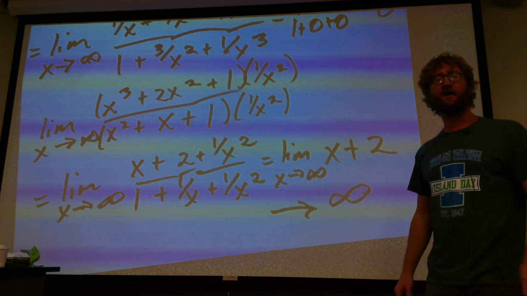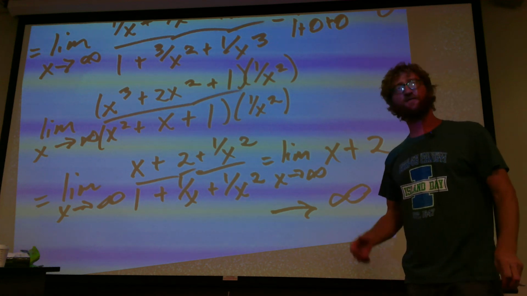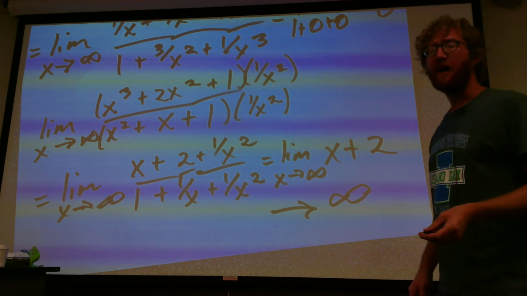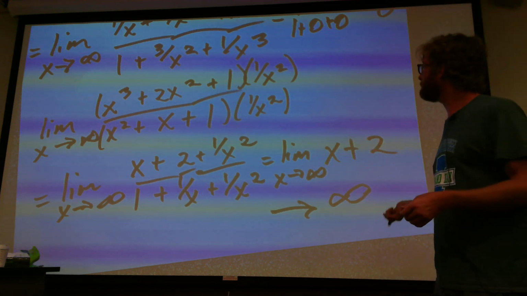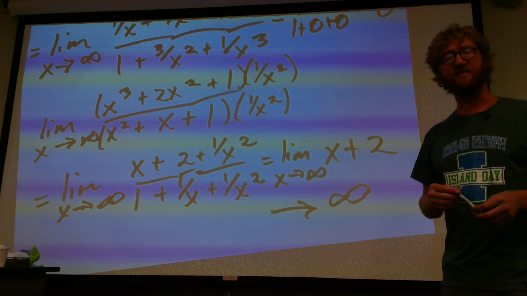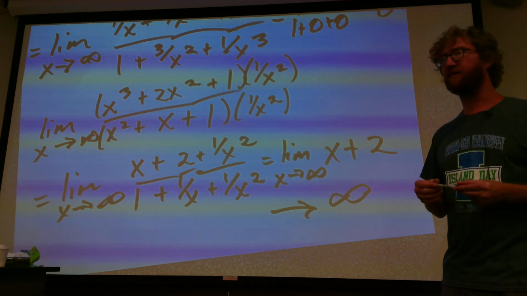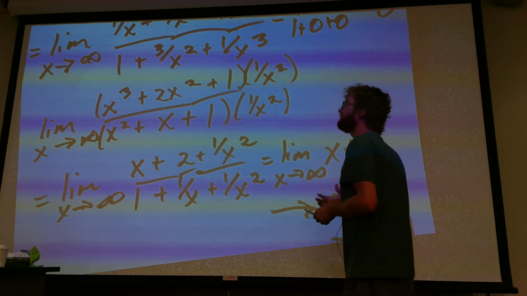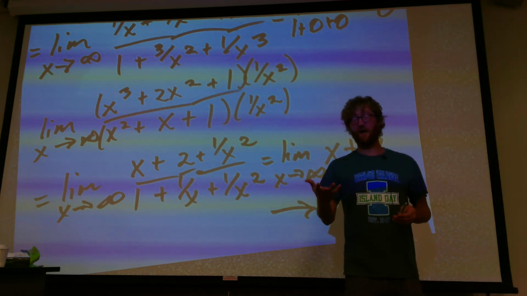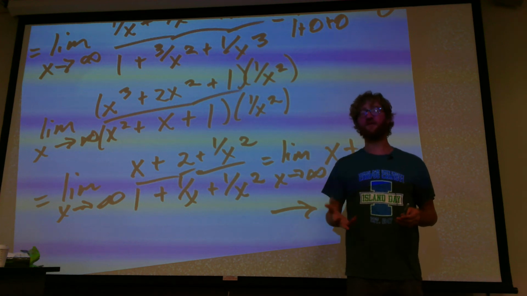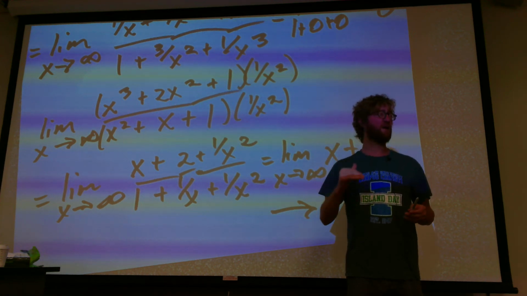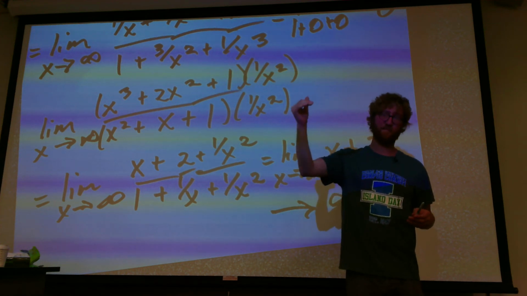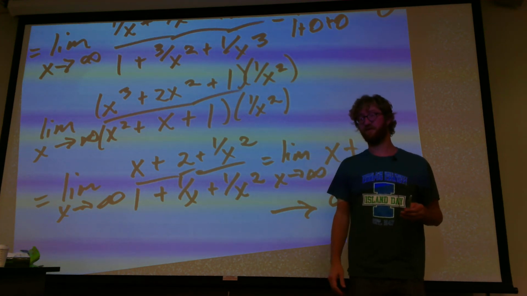Normally, if this was a face-to-face class, I would say you need to fully justify all of these steps to get to the answer. But since it's going to be a multiple choice test, what you can know is if you have the same power on top and bottom, it goes to the leading coefficients. If you have a higher power on bottom, it's going to go to 0. If you have a higher power on top, in that case, it's going to infinity. Okay?